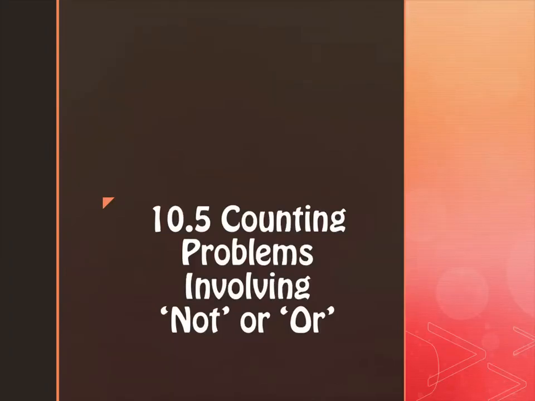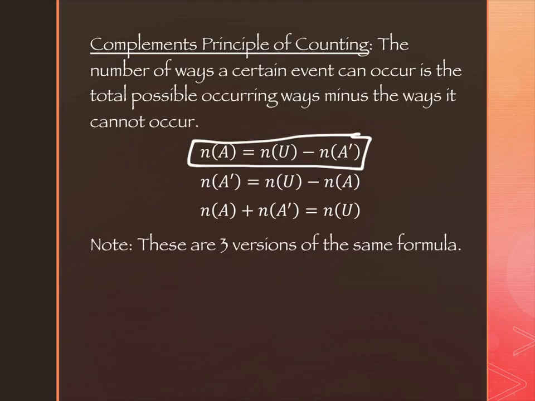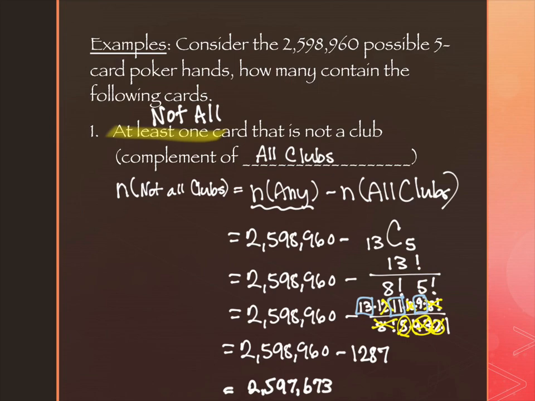Okay, we started section 10.5 last time, and we had encountered three formulas that are really all the same formula. They looked like this. The one that we will be using primarily is the one that's boxed in, but they're just three versions of the same thing. And we talked about the fact that sometimes, instead of finding something directly, it's easier to find something that's not true and then subtract the options. So the example that we had done was this one.